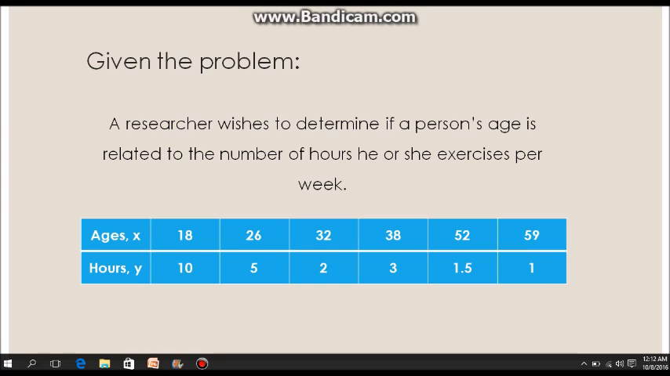We will show you how to solve a correlation coefficient word problem. Here is an example. A researcher wishes to determine if a person's age is related to the number of hours he or she exercises per week. First, we need to determine the values of x and y given in the problem. X is equal to the person's age and y is equal to the number of hours he or she exercises per week. The next discussion will be by Kyle Pangilinan.